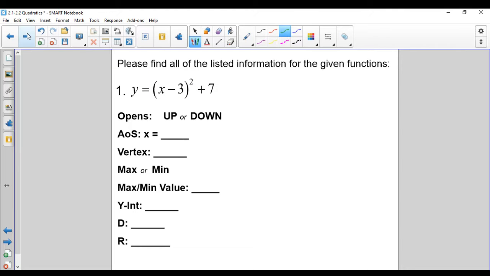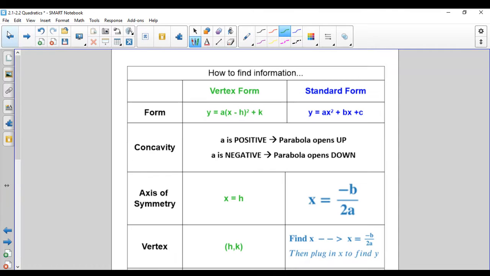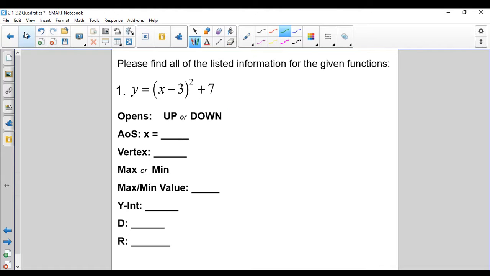If it opens up or down, we look at our table. If A is positive, the parabola opens up. I have nothing out in front of the parentheses, so A is positive. It's positive 1 technically. It opens up.